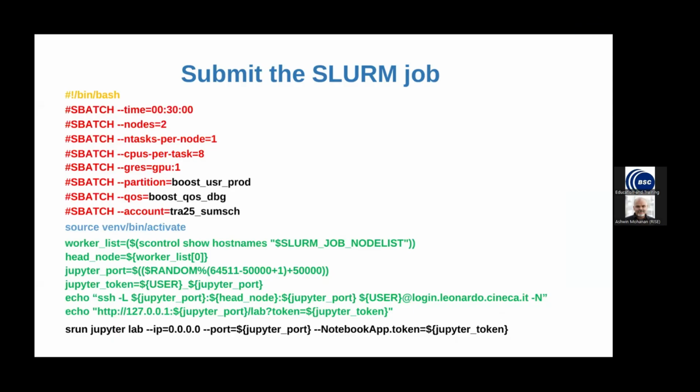Now, you see something very similar to what I've shown you in the other presentation. This is a submission script for Jupyter. Everything like before, we are asking for 2 nodes, 1 task per node, 8 CPUs per task, which means 8 CPUs for every GPU. We ask for 1 GPU, 2 nodes, 8 CPUs. This is 1/4 of a node for each, if you want to try copy pasting these actually.